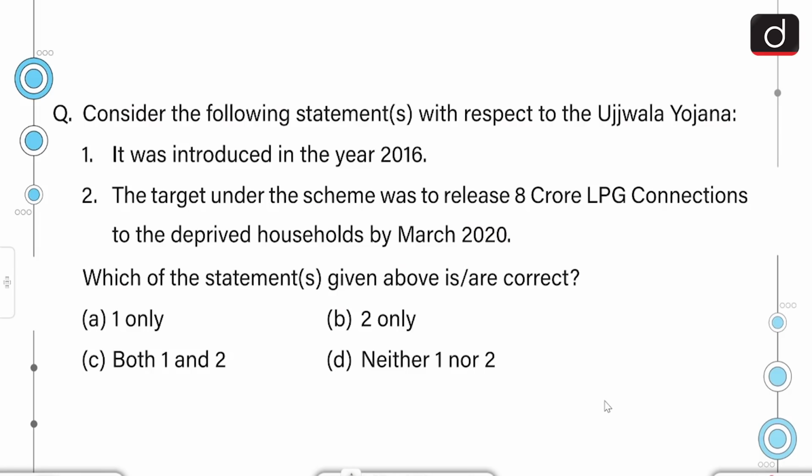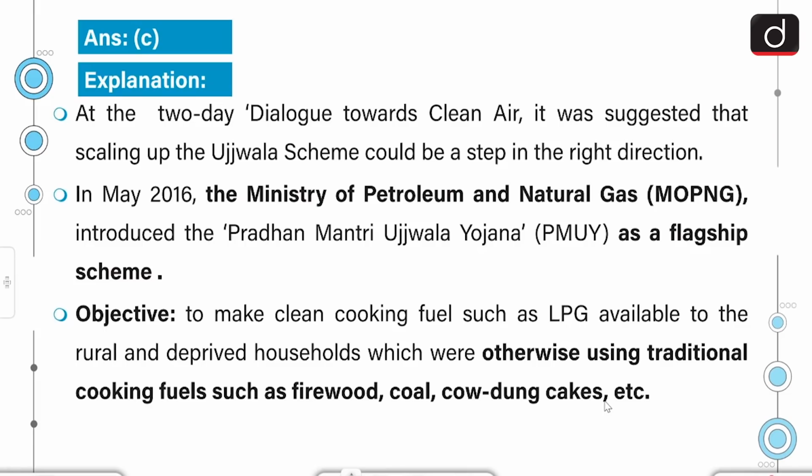Consider the following statements with respect to the Ujjwala Yojana. It was introduced in the year 2016. The target under the scheme was to release 8 crore LPG connections to the deprived households by March 2020. We have to select the correct statement. Both are correct. C is the correct answer.